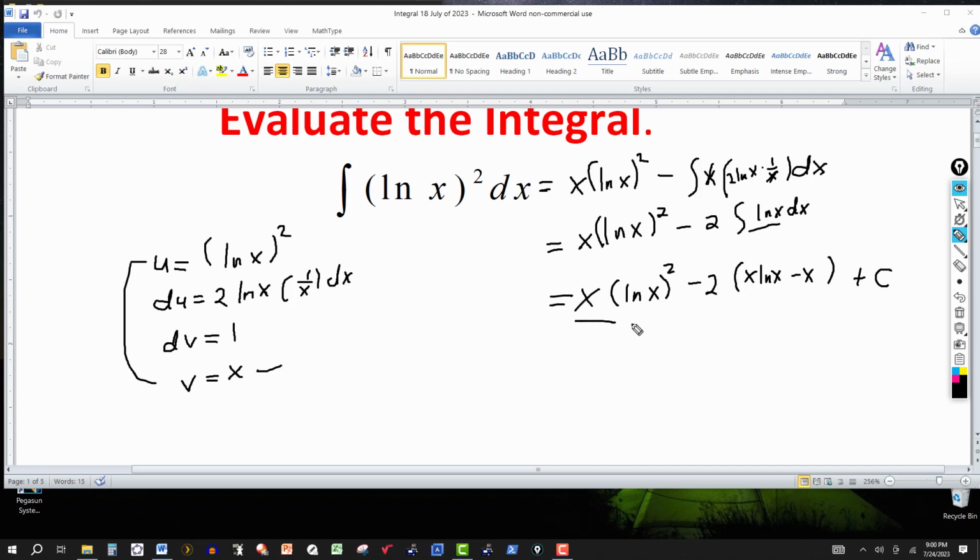And this is basically your answer right here. Now we could multiply through by negative 2 here, so we could write the final answer as negative 2 x ln of x, and then negative 2 times the minus x could be 2x. So this could be x ln of x quantity squared minus 2x ln of x plus 2x. This would be your answer. That will show you another way that you can also approach this.